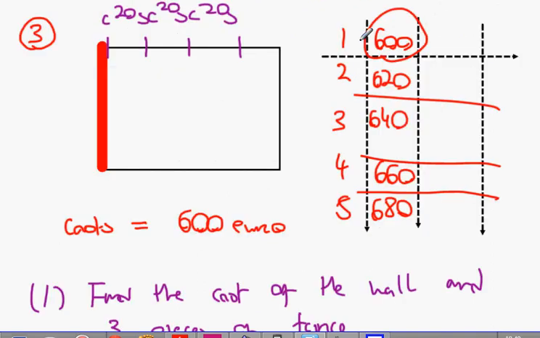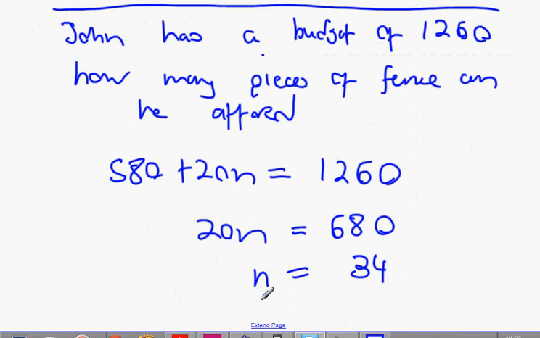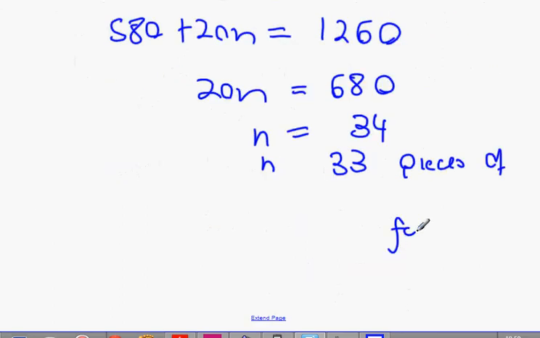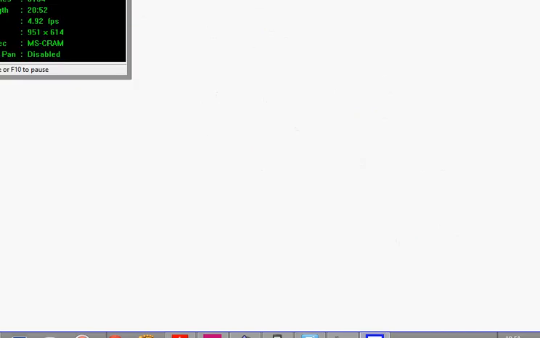Right, lads, the reason why the first term of the series, N1, didn't include any pieces of fence. Therefore, N2 is one piece of fence. This means that N34 is 33 pieces of fence. Now, there's another way of doing it that most people probably would have done, which was you just would have taken away your €600 and divided by 20. There's more than one way of doing it.